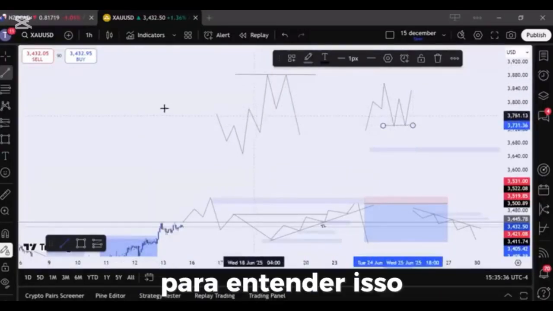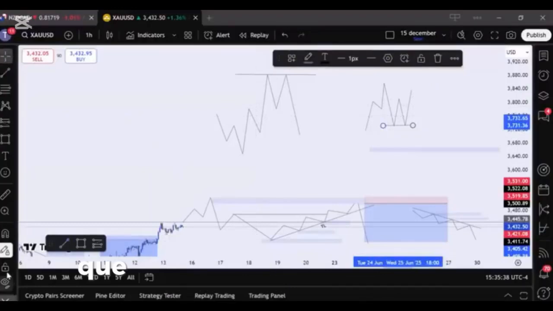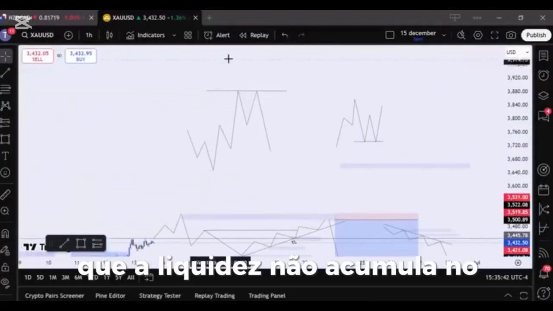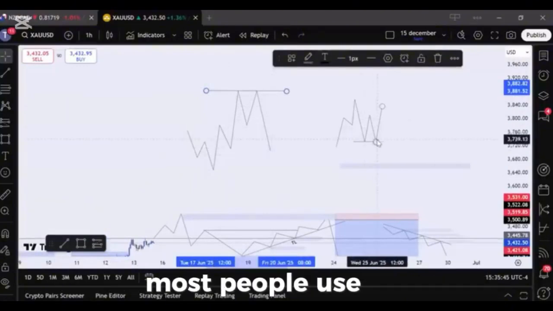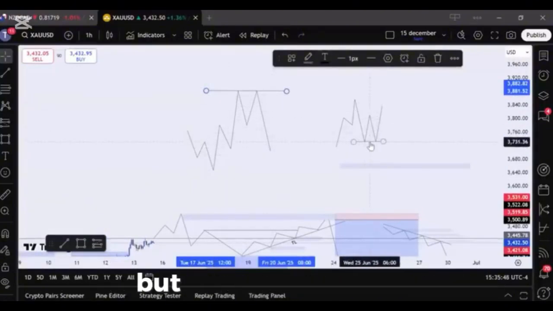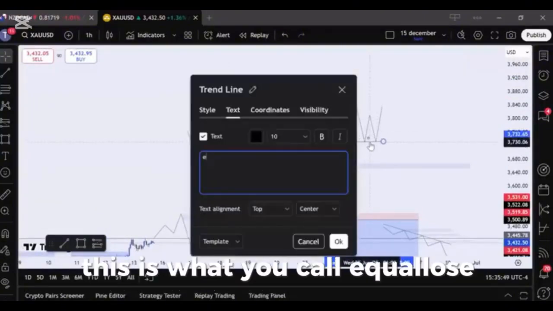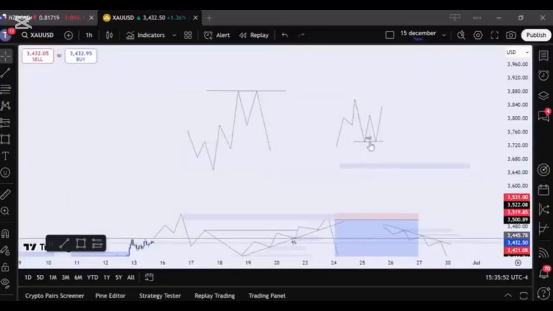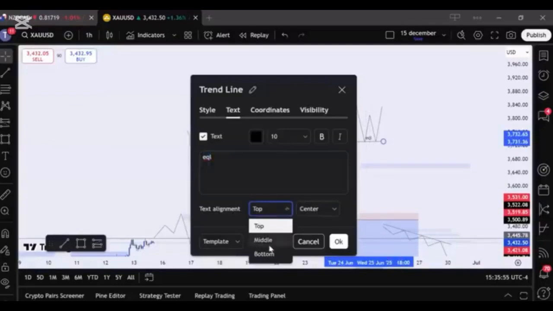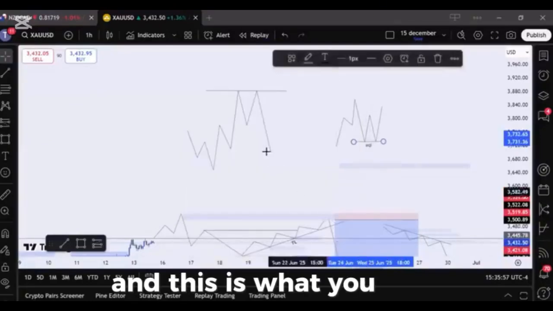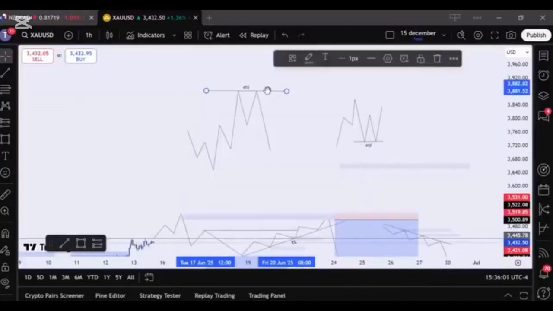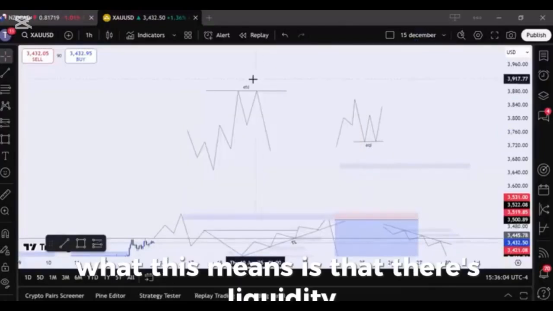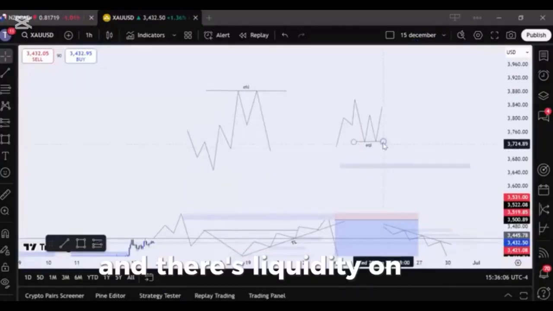What this means is that there's liquidity being accumulated on the upside here. Most people say this is a sign of reversal to the downside. Most people use this as a sign of reversal to the upside. But once this happens, this is what you call equal lows liquidity. And this is what you call equal highs liquidity. What this means is that there's liquidity on the upside here and there's liquidity on the downside here.